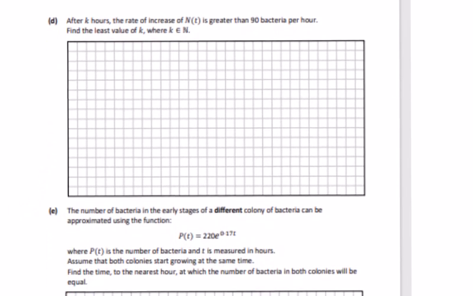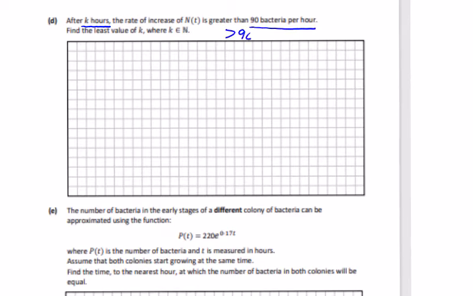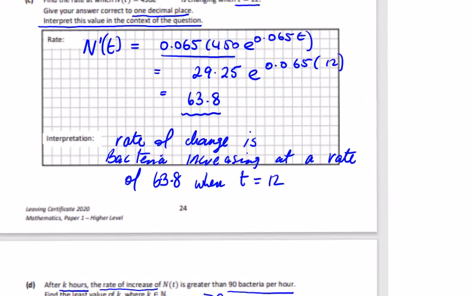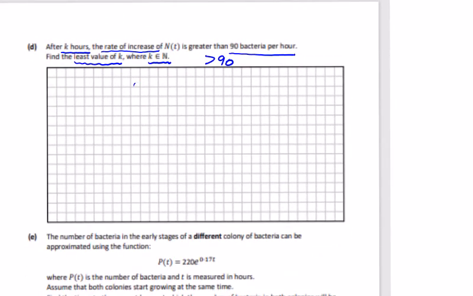And then part D: after k hours, the rate of increase is greater than 90 bacteria per hour. Find the least value of k, and k is an element of the natural numbers here. So the rate of increase is my differentiated function. What did I get? 29.25 e to the power of 0.065t has to be greater than 90. So another log question. N prime t is equal to this.